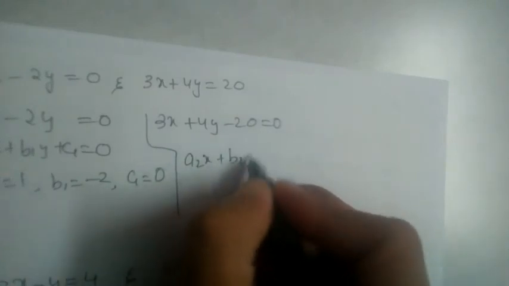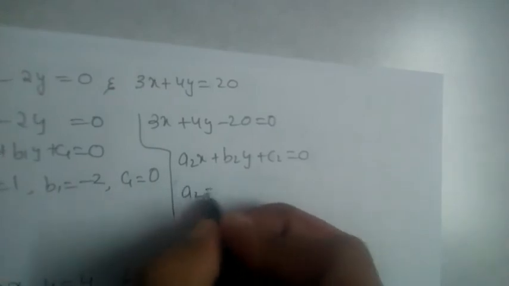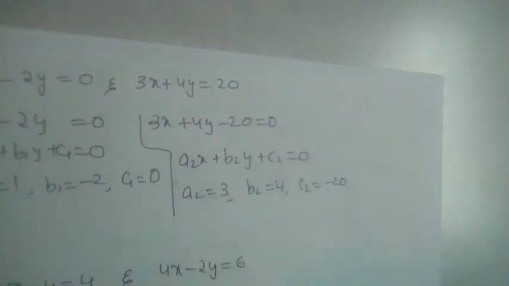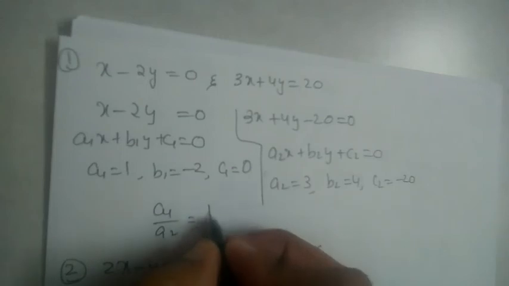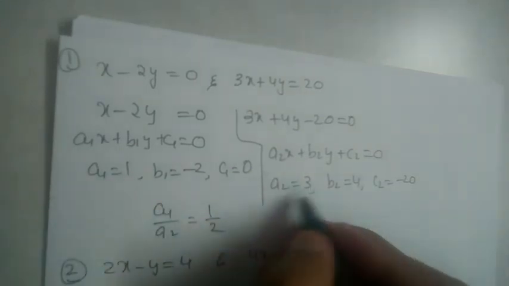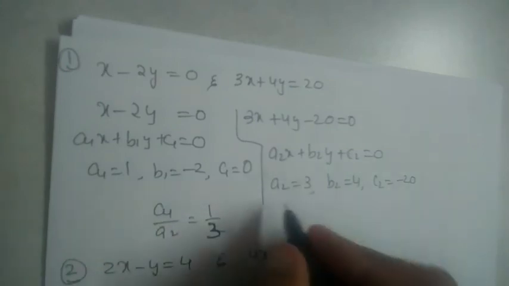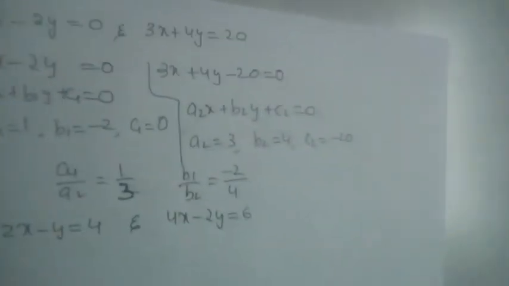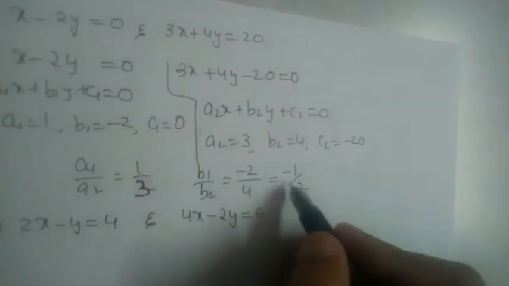Okay, and here a2x plus b2y plus c2 is equal to 0. Now what is the value of a2? It is equal to 3. What is b2? It is equal to 4. What is c2? Minus 20. Okay, let us divide the ratios. a1 by a2, 1 by 3. Let us divide b1 by b2. Minus 2 divided by 4 is how much? Minus 1 by 2, if we cancel using the 2 table.